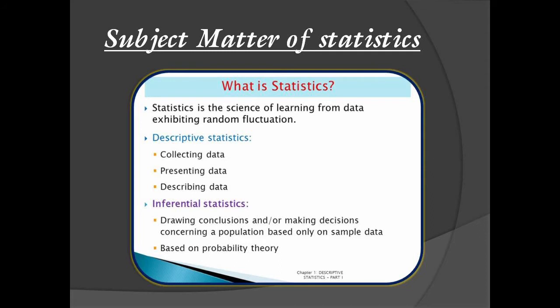Second is subject matter of statistics. Subject matter of statistics includes two components, descriptive statistics and inferential statistics. Descriptive statistics refers to those methods which are used for the collection, presentation as well as analysis of data. These methods relate to such estimation as measurement of central tendencies, measurement of dispersion, measurement of correlation, etc.